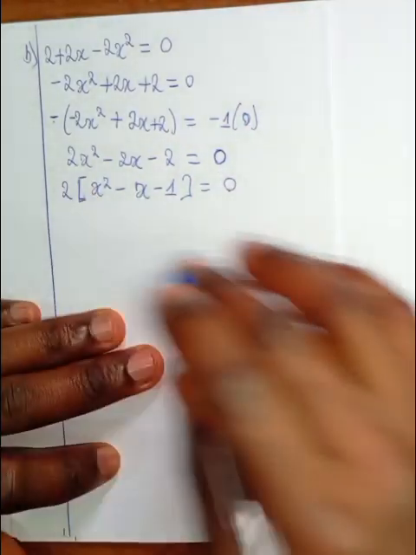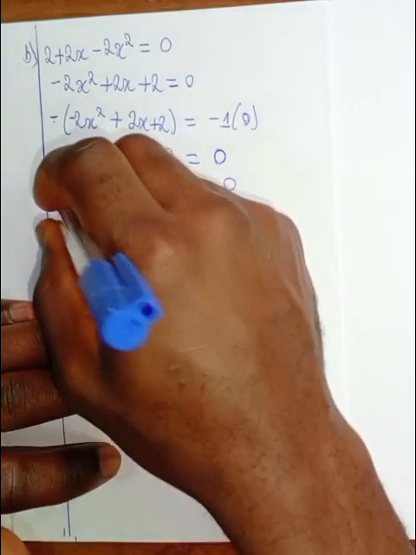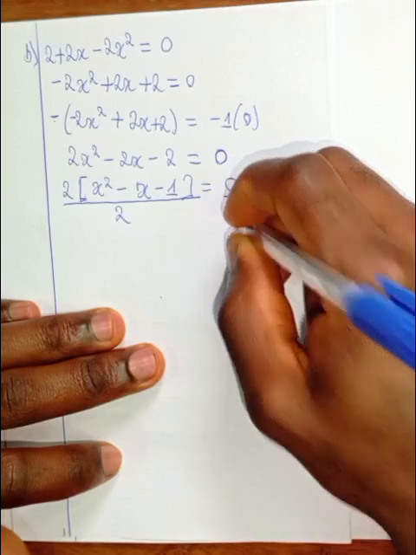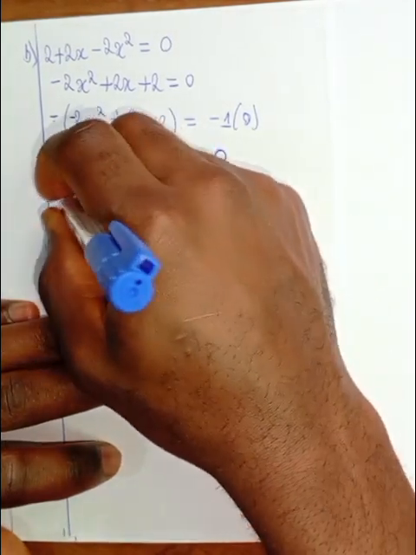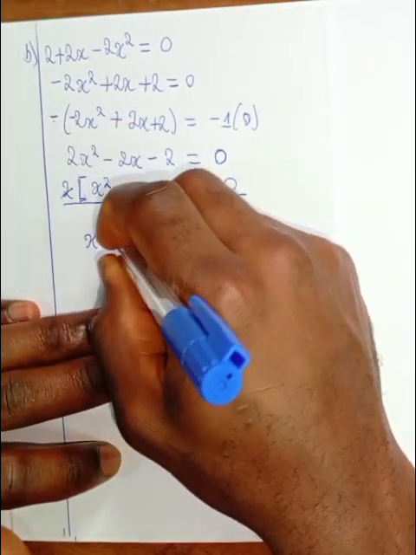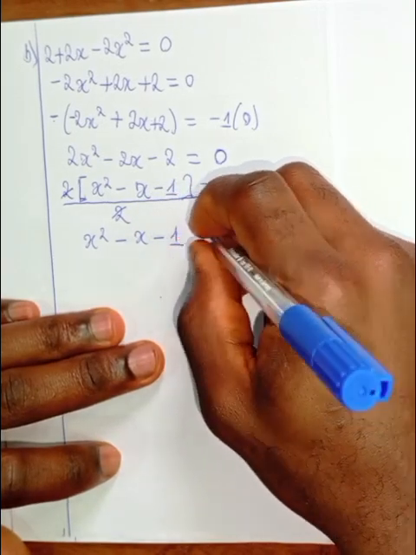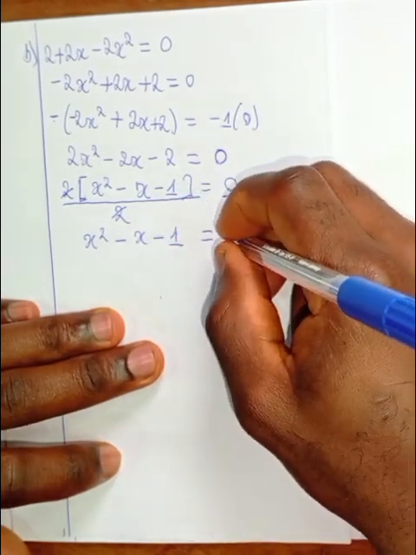Next, we are going to divide both sides by 2. We divide here by 2. Then we divide 0 by 2. This 2 and this 2 cancel. This will give us x squared minus x minus 1 is equal to 0 divided by 2, which is equal to 0.